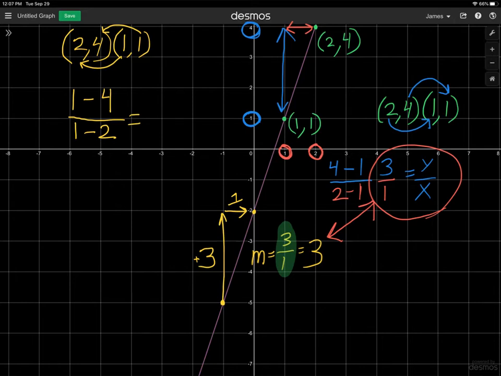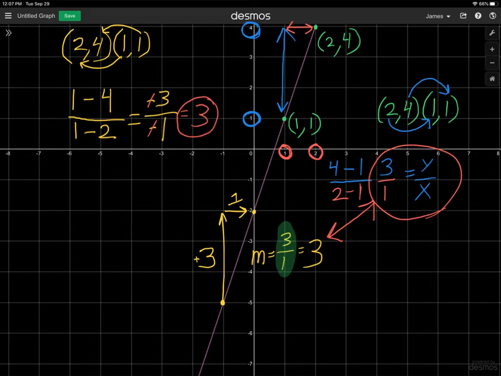Well, 1 minus 4 equals negative 3. 1 minus 2 equals negative 1. And what happens when you have two negatives on a fraction? That's right, they cancel, which means we still end up at positive 3, and everything works out for our slope.